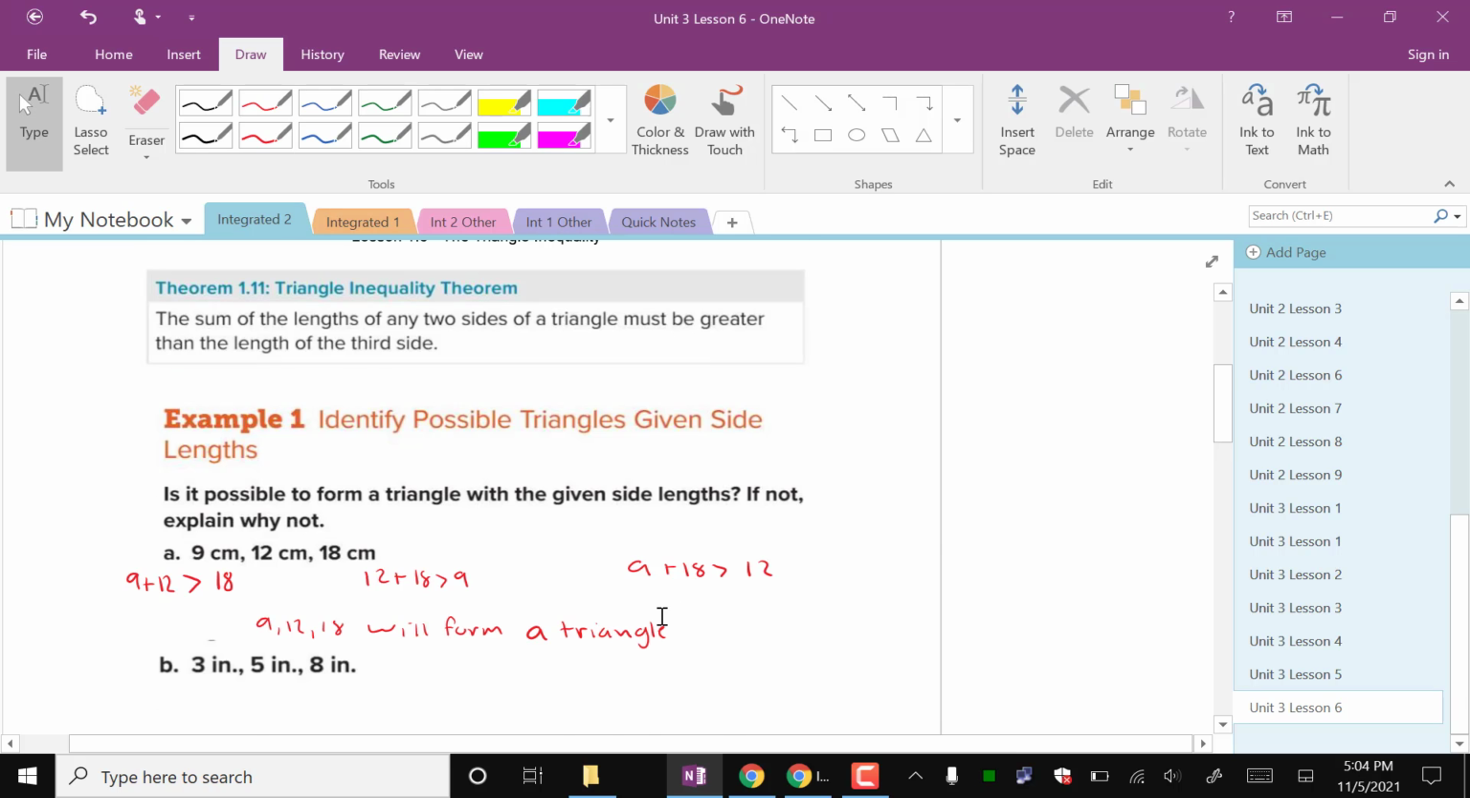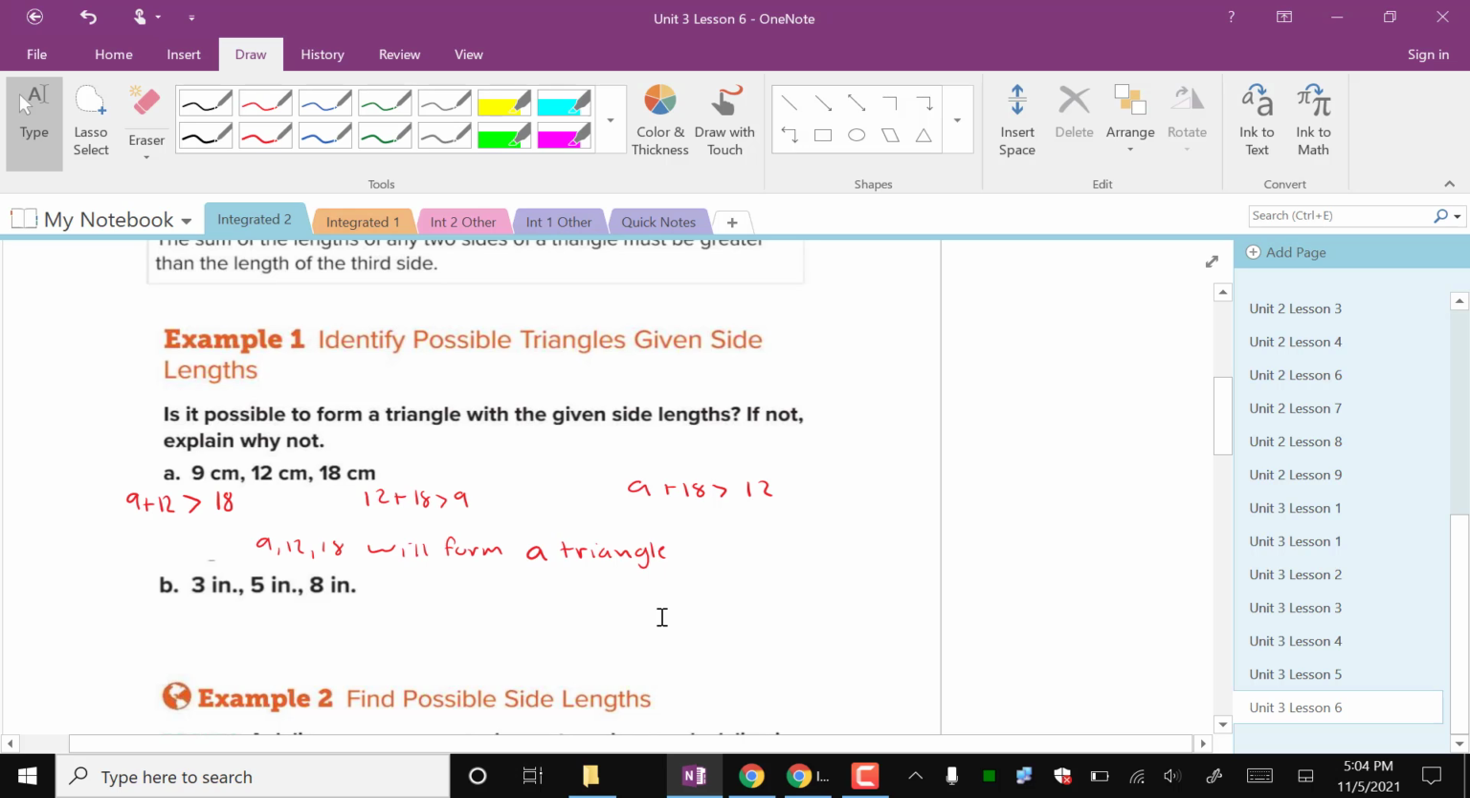Let's take a look at B. B says 3, 5, and 8. Well, I notice right away 3 plus 5 is not greater than 8. So this will not form a triangle. And that's it. It only takes one of them not to work for us not to form a triangle.